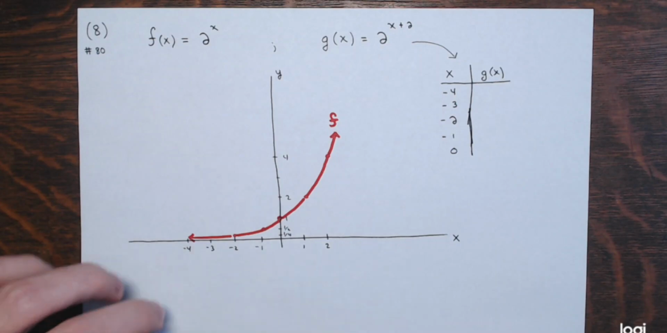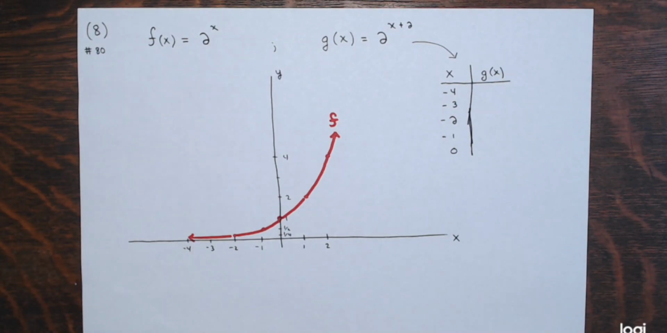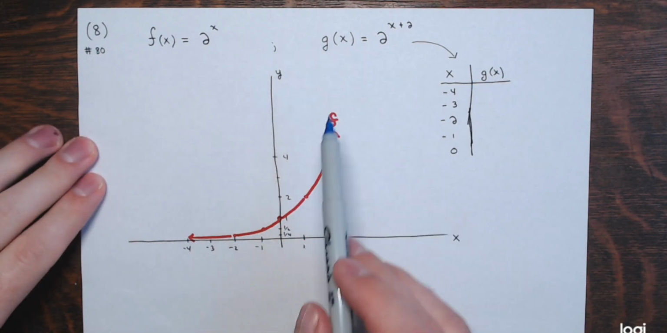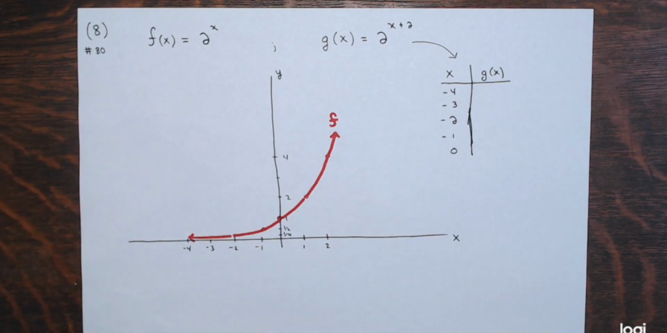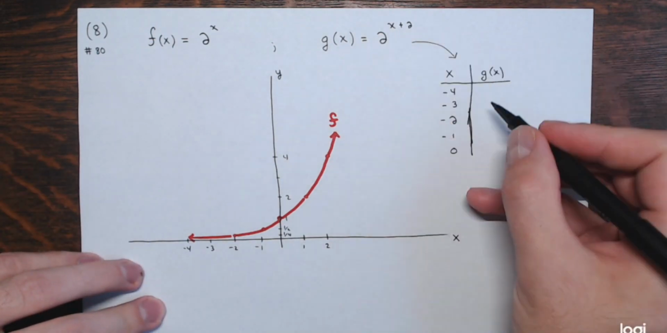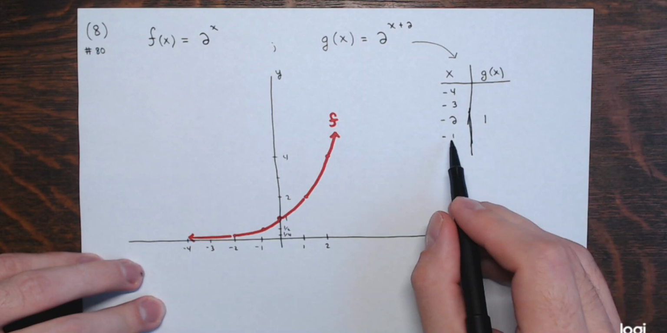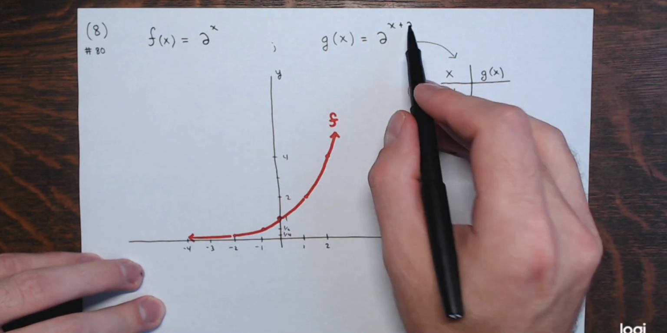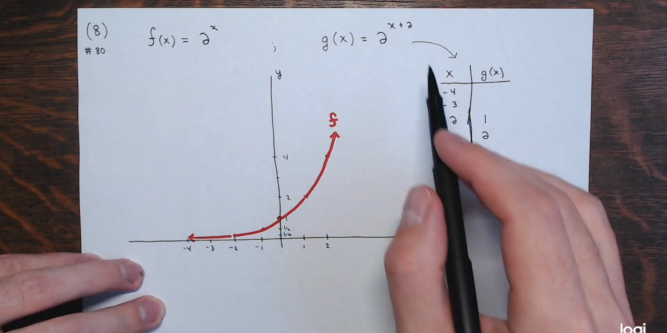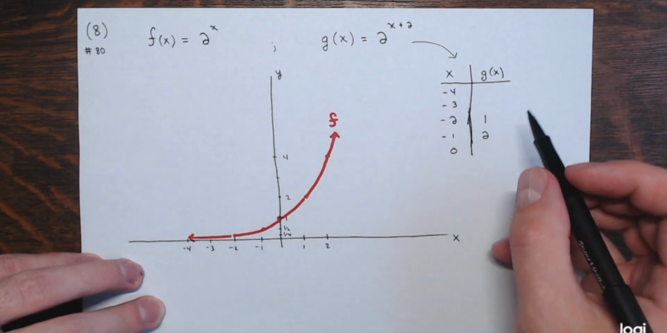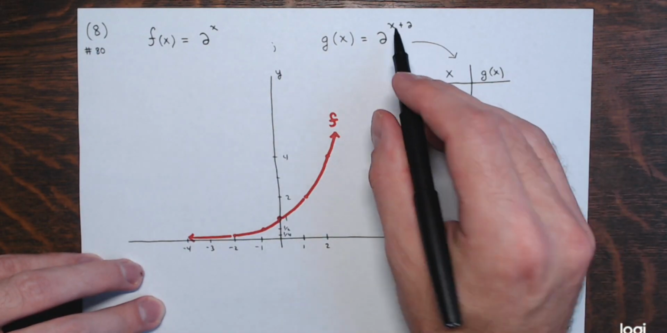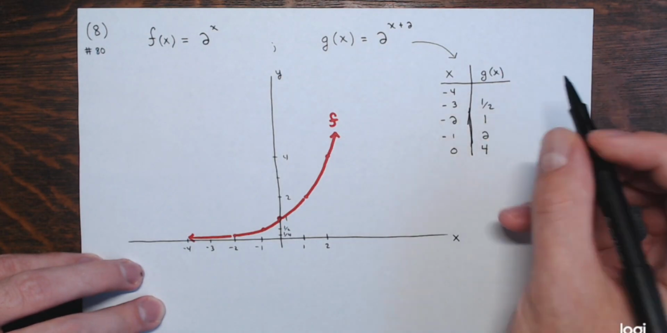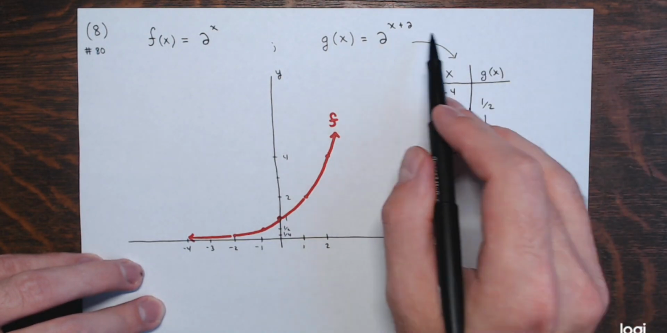Right. Let's plot these points. Now what we're going to see, you're going to see that the graph of g is always above the graph of f. Watch this. All right. If I plug in -2, that's 2 to the 0. That's 1. Plug in -1. That would be 2 to the first. That's 2. Plug in 0 for x. That'd be 2 to the second power. That's 4. And then plug in -3, you get 2 to the -1, which is 1/2. Plug in -4 for x, you get 2 to the -2, which is 1/4.